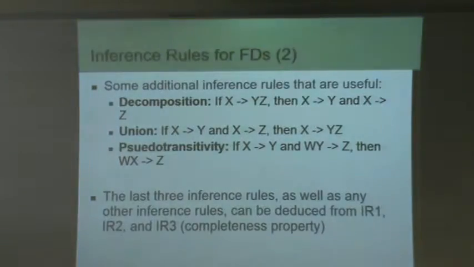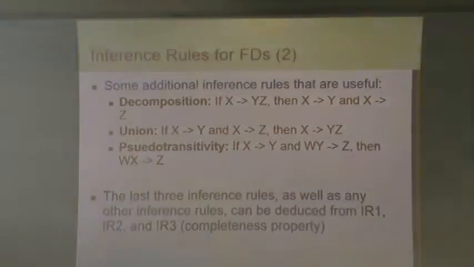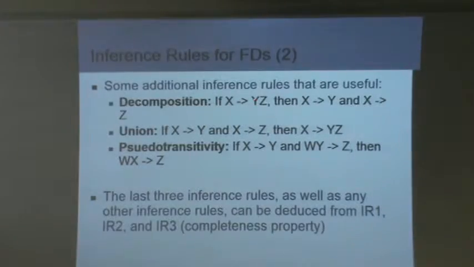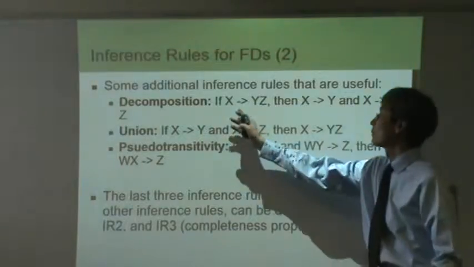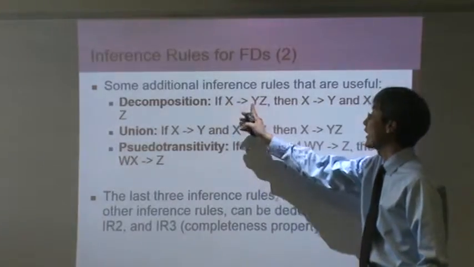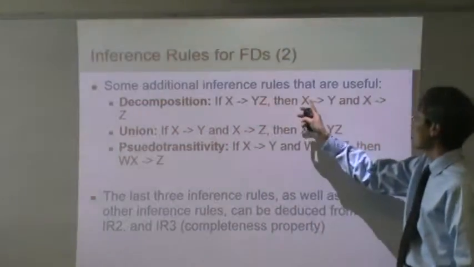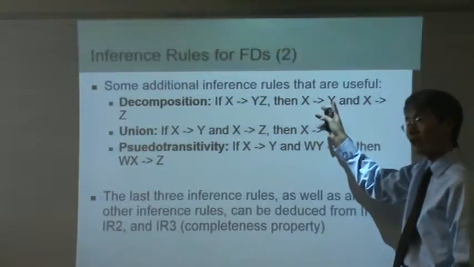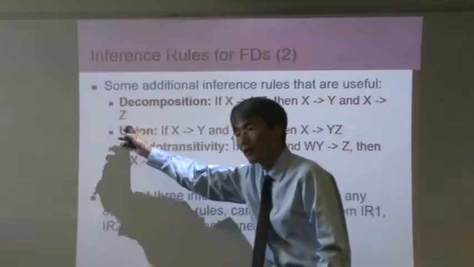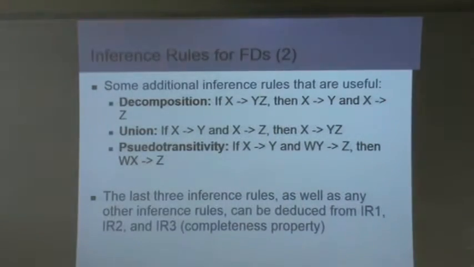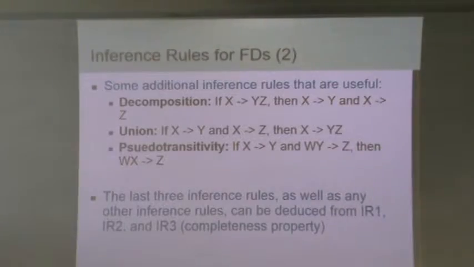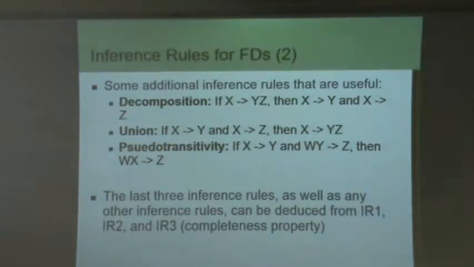There are several more rules actually. Decomposition: if x determines y and z, then x determines y, and x determines z. For example, social security number determines birthday and address. That means social security number determines birthday, and social security number determines address. Simple inference rules. But we can use such inference rules to prove such a functional dependency. That eventually goes to normalization.